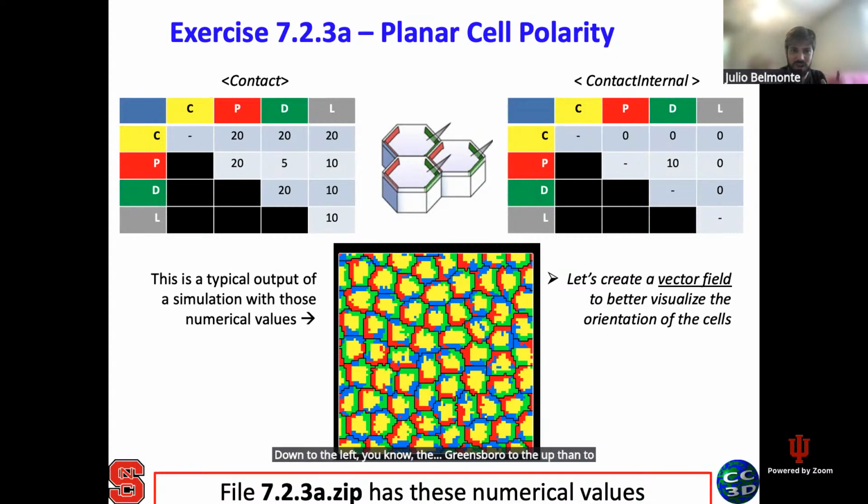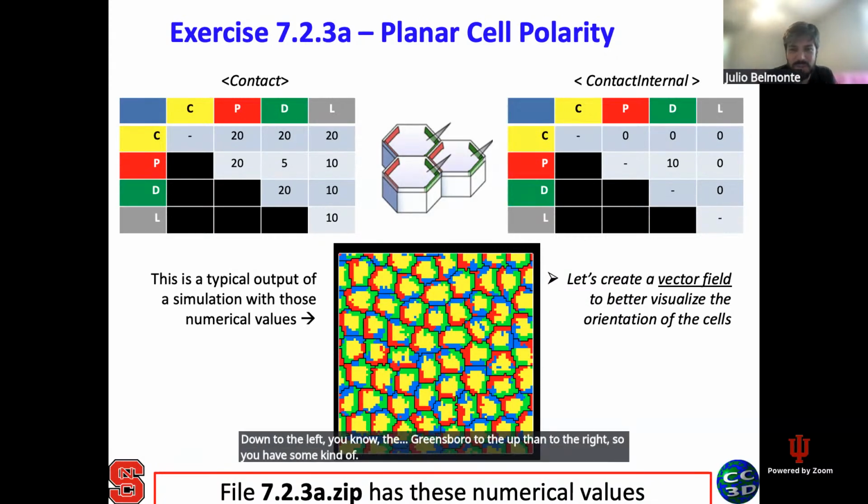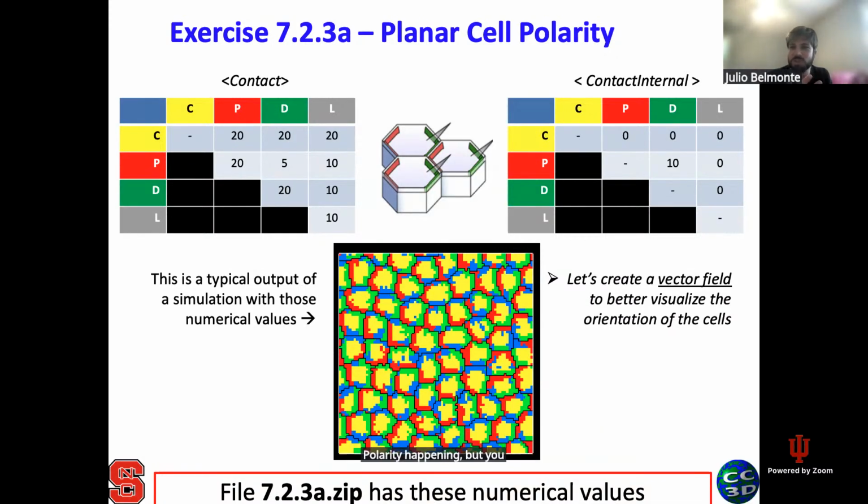So you have some kind of polarity happening, but you can make your own choice of the adhesion values. Okay. Well, the only thing that I have left is actually to visualize this using the vector field.